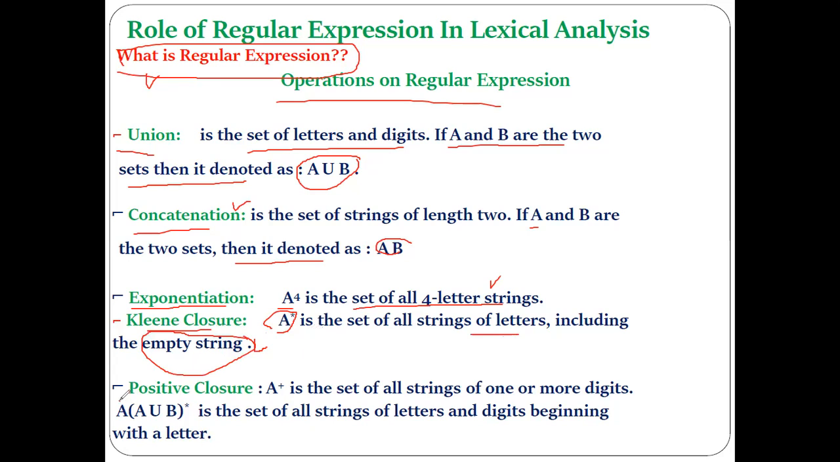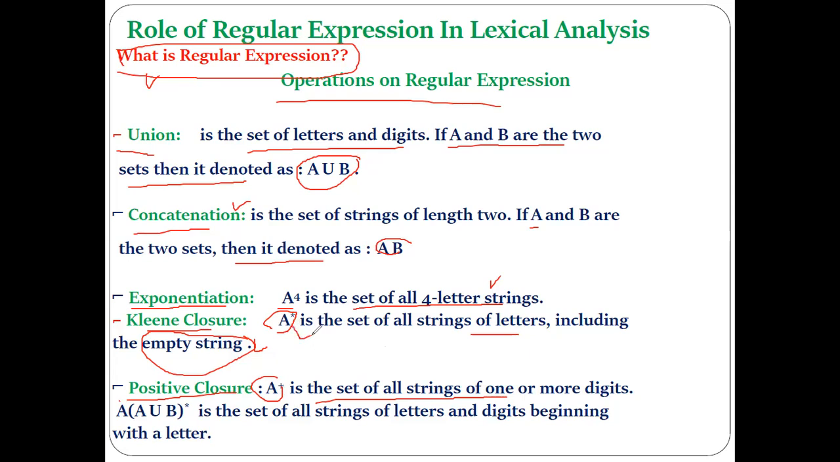Then after the Kleene closure, we have the positive closure, which indicates A raised to plus is the set of all strings of one or more digits. When you see the example of the operation, that time it will get clear. Here you just have to keep in mind: A plus indicates what? One or more letters or digits of that particular string. A star indicates what? Zero or more letters, and A plus, one or more instances.